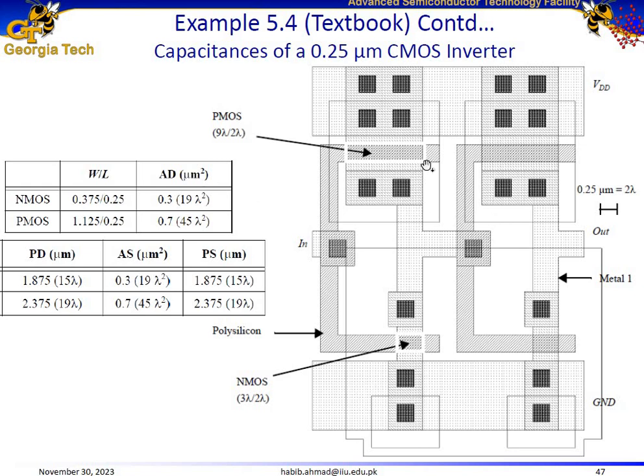How about the perimeter of this region? Perimeter is 5 lambda plus 9 lambda plus 5 lambda. 10 plus 9, 19 lambda. So 19 into 0.125 is 2.375 micrometers. And I told you we don't count this side because it is connected to the channel. Similarly, over here we don't count this side in terms of perimeter because this is connected to the channel.